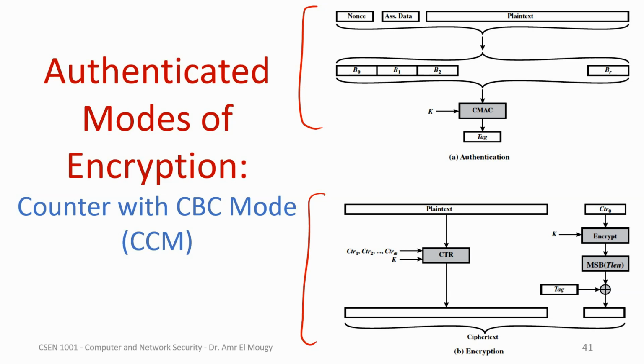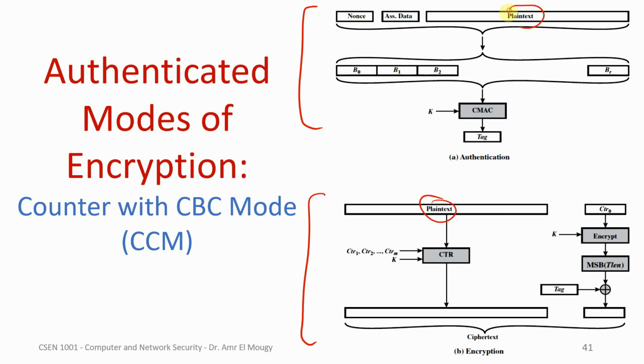The regular encryption is basically similar or identical to the counter mode. You take the plain text, you divide it into blocks, and you feed it to the counter mode. So you have a counter. Each time it is XORed with the message, and you feed it to the encryption block, and that's basically it. So the encryption part is the same. The authentication part is a little bit different.